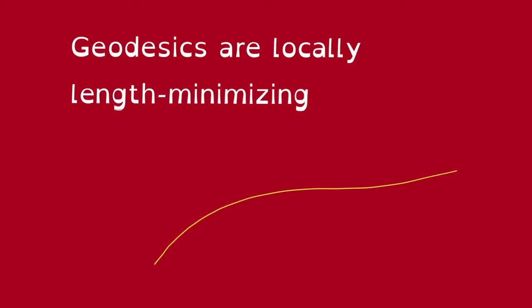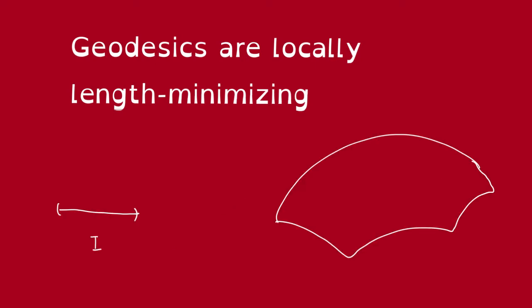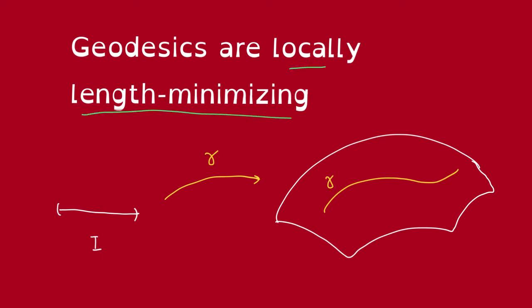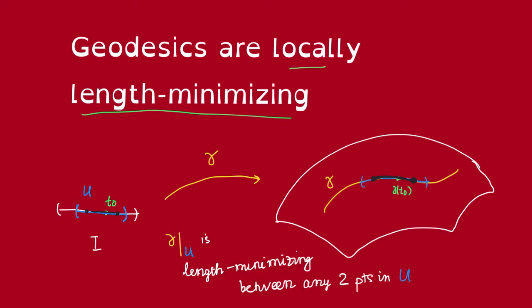The next few videos will be dedicated to proving this fact, but first we need to explain what it means for a curve to be locally length minimizing. Suppose we have a curve gamma on the Riemannian manifold M. Then we say that gamma is locally length minimizing if for every time t0, we can find a neighborhood U of t0, such that for any pair of points inside this neighborhood, the part of gamma lying in there is the length minimizing curve between those two points. Note that a length minimizing curve is automatically locally length minimizing. Alright, so that's the definition of a locally length minimizing curve.